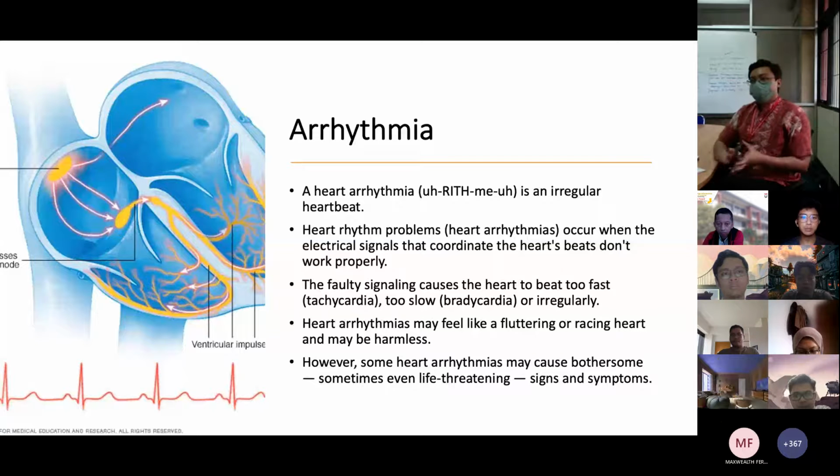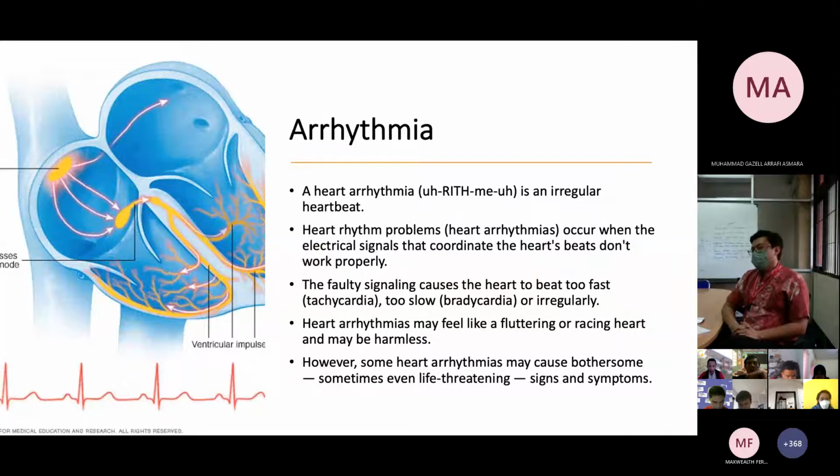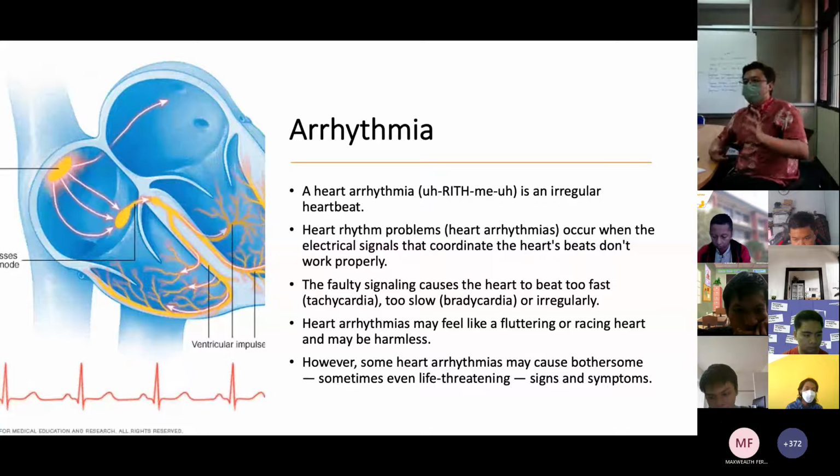Okay, so heart rhythm problems, for instance, if during your study you suddenly feel that your heart rhythm is getting faster or getting slower, that means you have an arrhythmia. Arrhythmia occurs when the electrical signal that coordinates the heart's beats doesn't work properly. Our body has a signal and a heart that pumps our blood, so when the coordination between the electrical signal and the heartbeats doesn't work properly, then you have an arrhythmia.